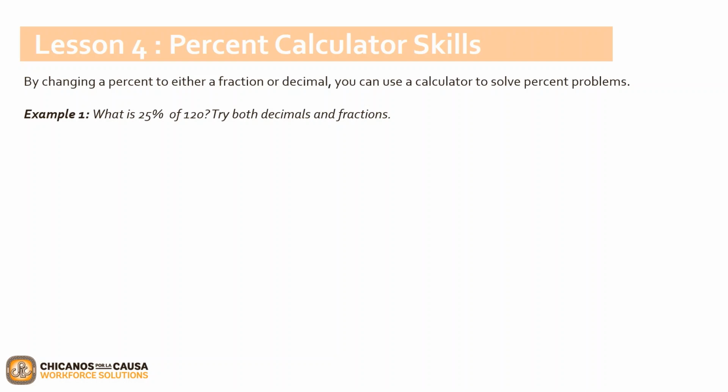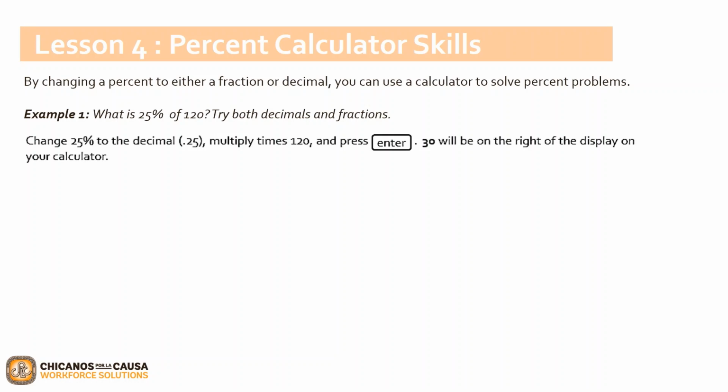So on your calculator, you would change 25% to the decimal 0.25. Multiply times 120 and press the Enter key. 30 will be on the right of the display on your calculator.